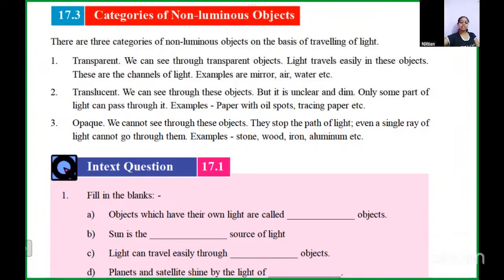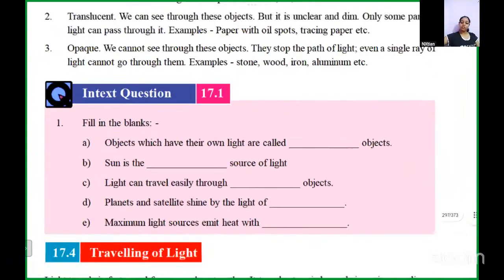Any doubt in transparent, translucent, or opaque objects? Any doubt here? No? Okay.